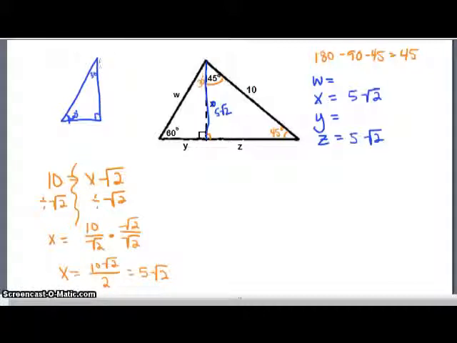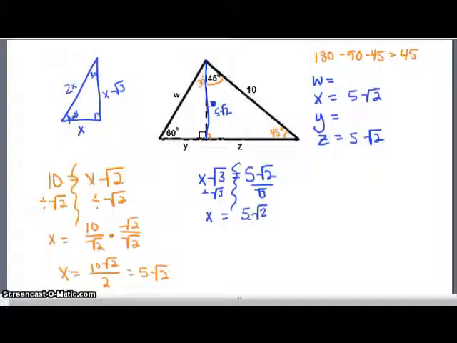So we know that when we have a 30, 60, 90, the short side is x, the hypotenuse is 2x, and the long side is x root 3. Well, in this case, we have that x times the square root of 3 is equal to 5 times the square root of 2. So this has the potential to get sort of ugly, but let's give it a try anyway. So x root 3 is equal to 5 root 2, and that's going to help us get what x is. And then once we have x, we can find 2x. So in order to get x by itself, we're going to divide by the square root of 3 again, and then we're going to rationalize the denominator again.